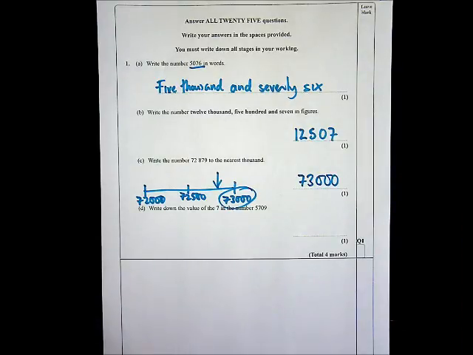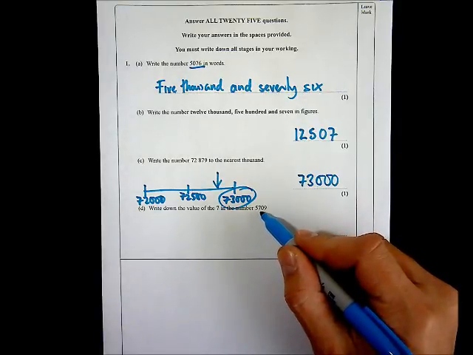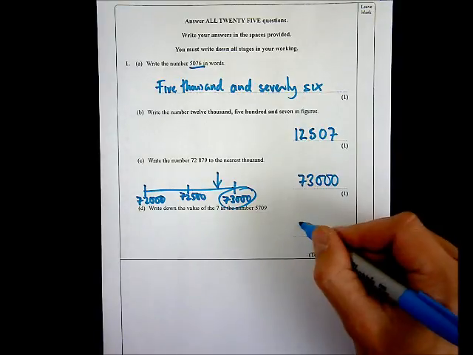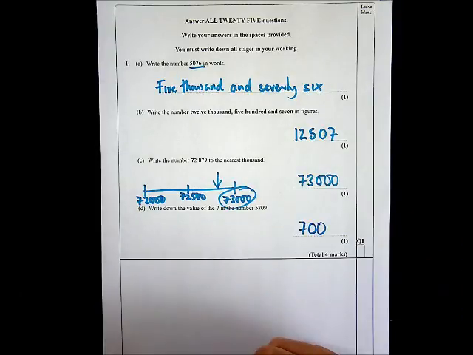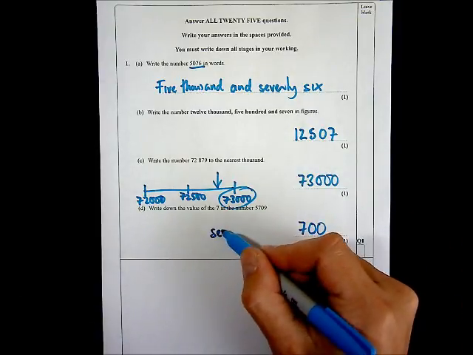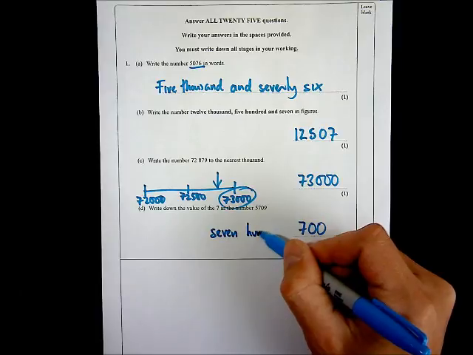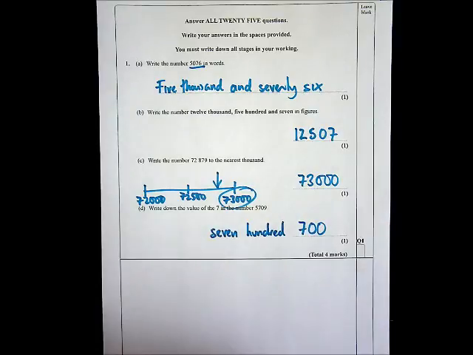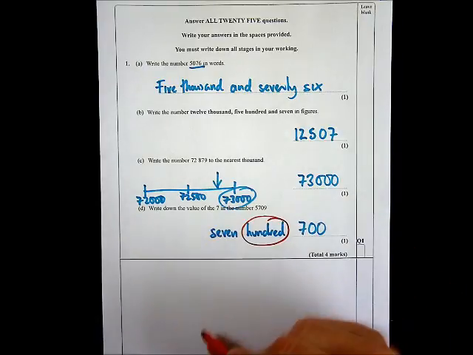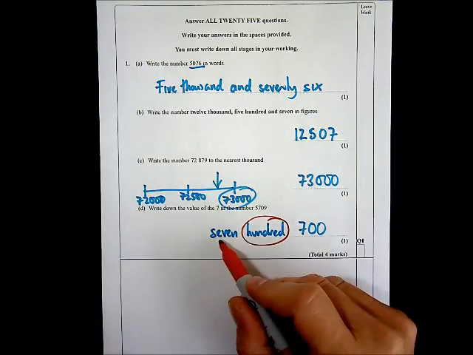In part D, I'm asked to write down the value of the 7 in the number 5,709, and again in saying it I've come up with the answer, so I can either write 700 or I can write 700 in words. I need to make sure that I don't just write down this word on its own, as that wouldn't be sufficient. I do need to say that it is 7 hundreds.